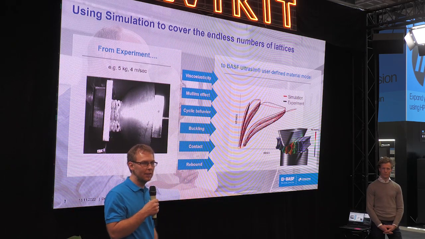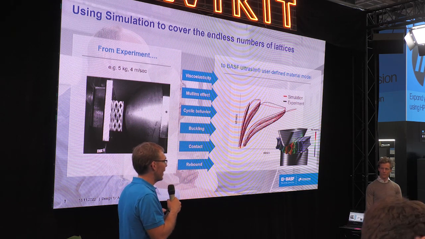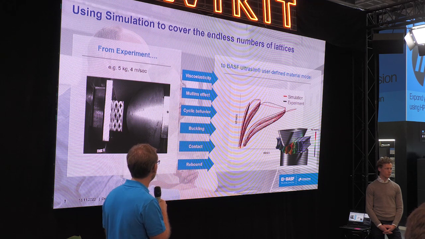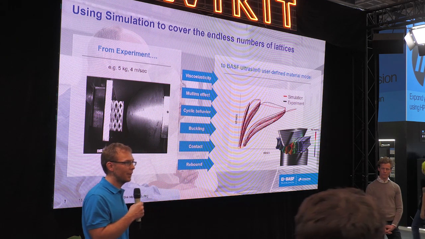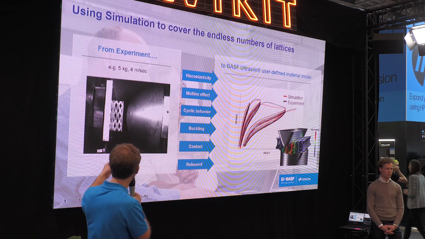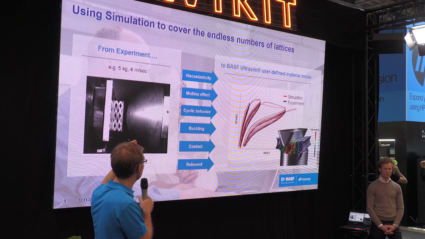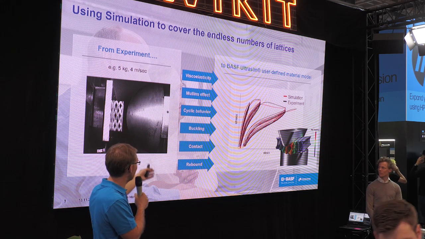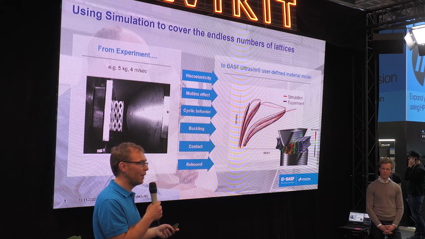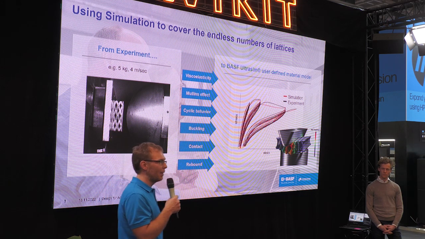And BASF has a long history in simulation, which means we were thinking, can we enable our lattice by simulation? And we started to develop material models, especially for the flexible materials. And you see it here, we did testing, and now we developed a material model, which has elasticity, Mullins effect, cyclic behavior. So everything you need for lattices, which is quite complex in the general FEA world.